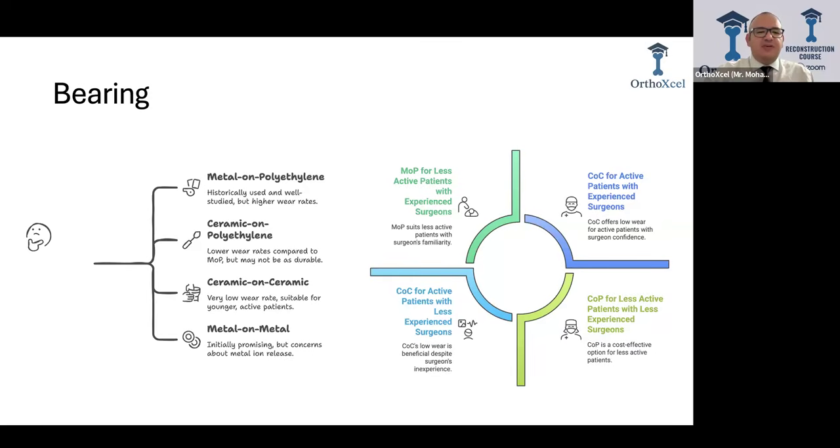We'll explain every one of them in a bit of detail, but you need to understand the general concept again. Your bearing could be hard on hard, metal on metal or ceramic on ceramic, soft on soft, poly on poly, which is rare nowadays, and then hard on soft, either metal on poly or ceramic on poly.